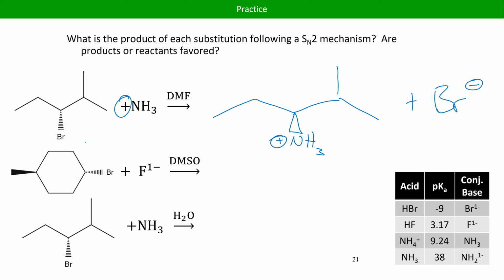You're supposed to remember what DMF is. Yeah, just know that it's a polar aprotic solvent. You don't need to know the structure. Okay.